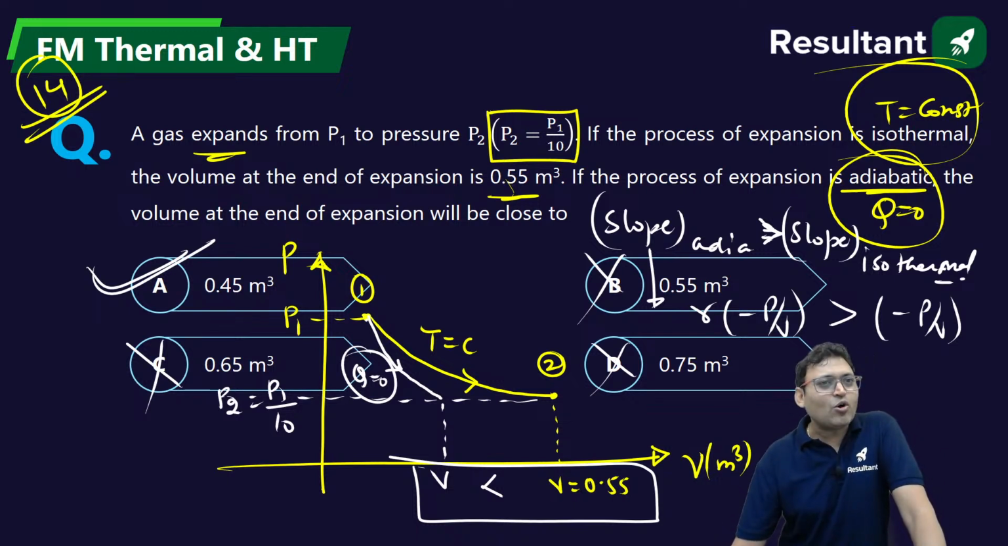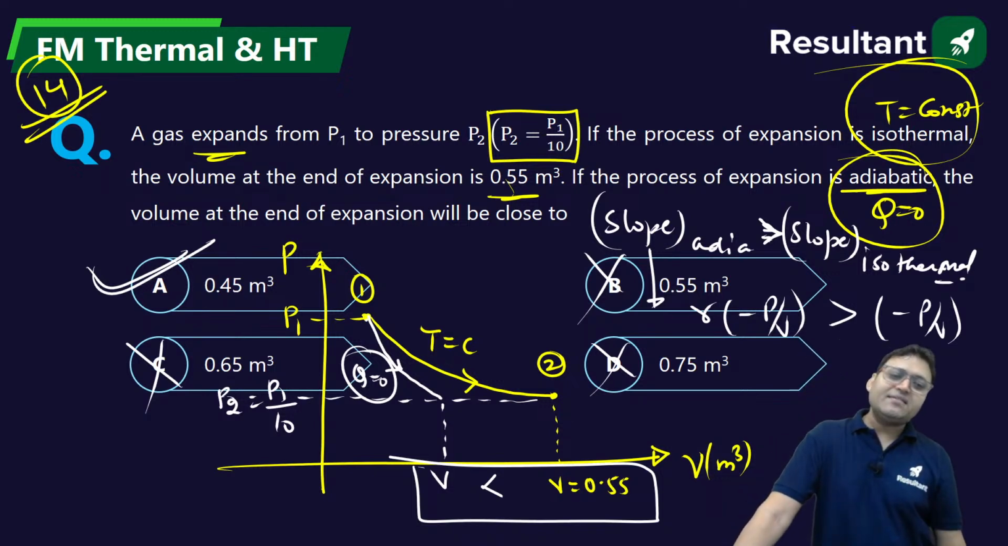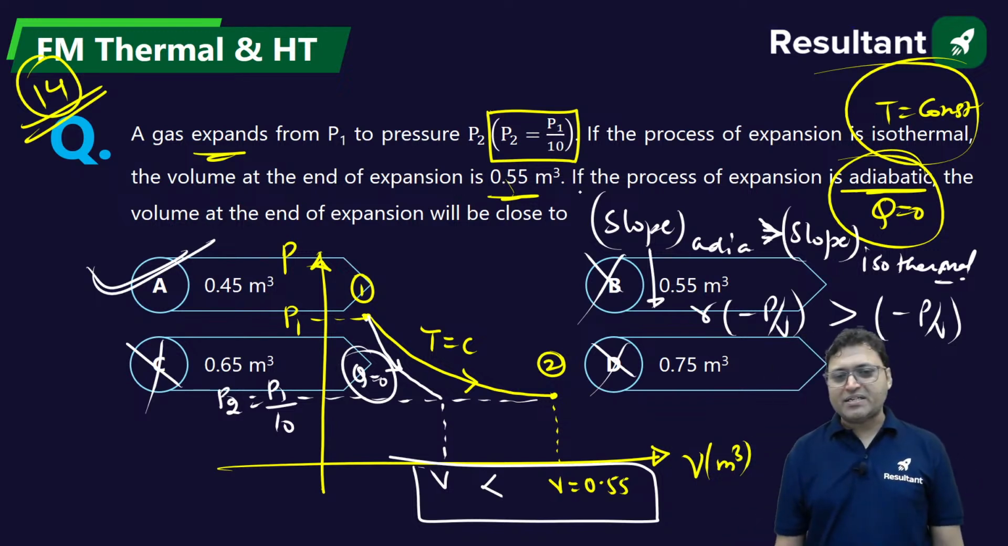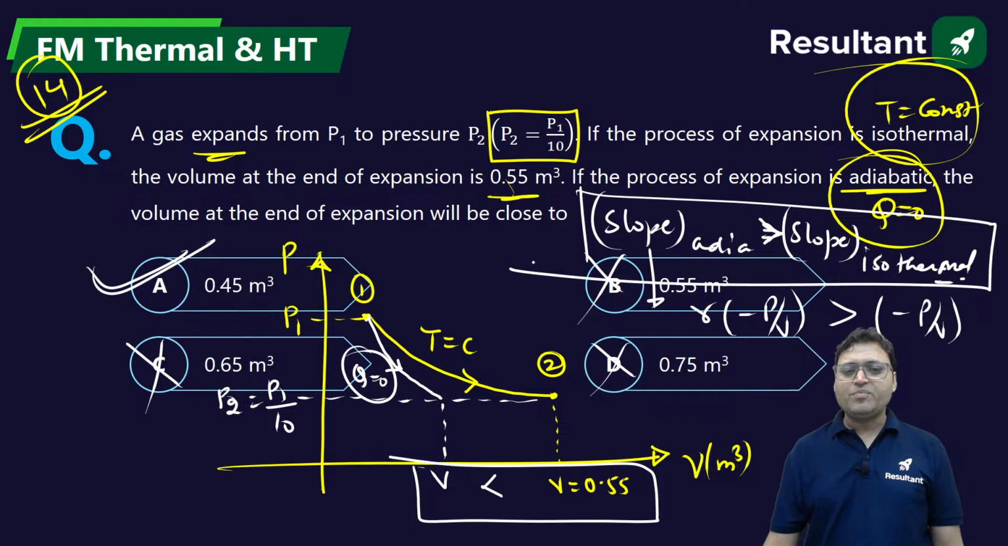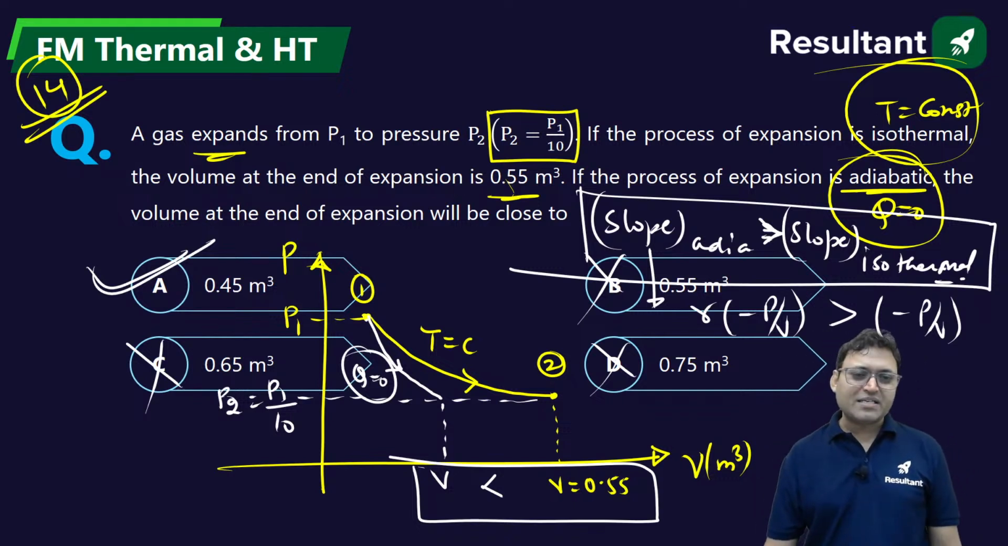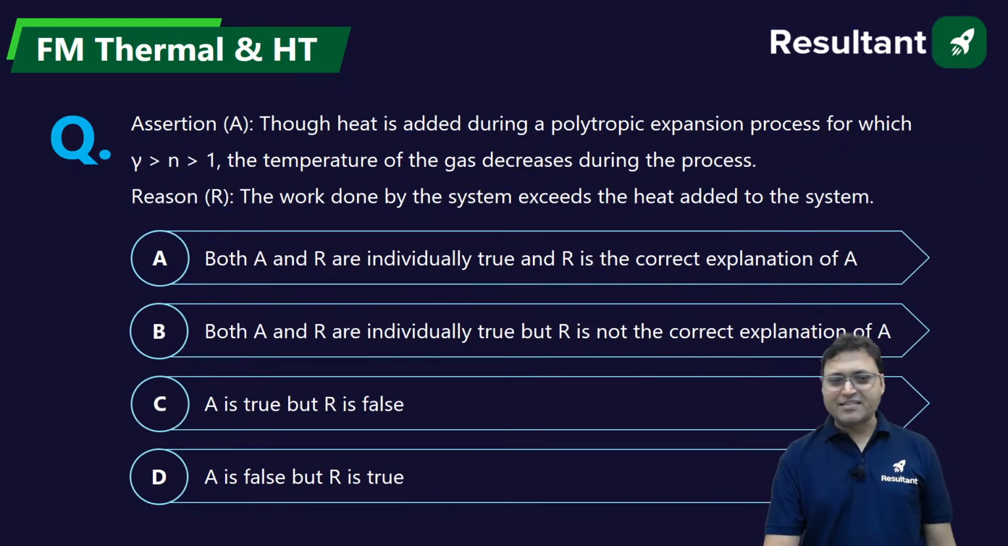The slope of the constant temperature process is less compared to the slope of the adiabatic process. The adiabatic process has more slope than the isothermal process. That is what the concept is. It is not at all a numerical, it is just a conceptual question. I hope you understood it. A will be the correct answer.